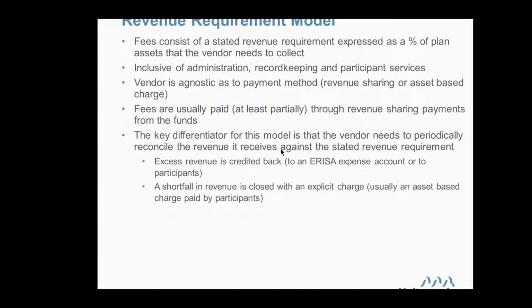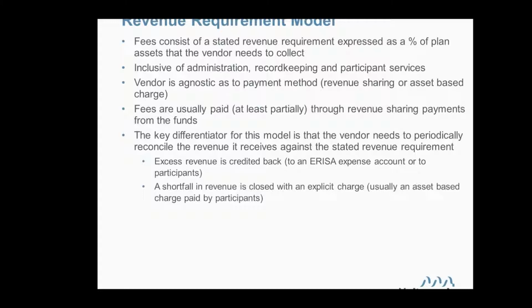Moving on, we have the revenue requirement model. This is where the fees consist of a stated revenue requirement expressed as a percentage of plan assets that the vendor needs to collect. It's inclusive of administration, record keeping, and participant services, so different than the cost-based model where everything is separated. The revenue requirement model is inclusive. The vendor is agnostic as to the payment method, be it revenue sharing or asset-based fees, or even paid by the plan sponsor. Depends on who you're working with.